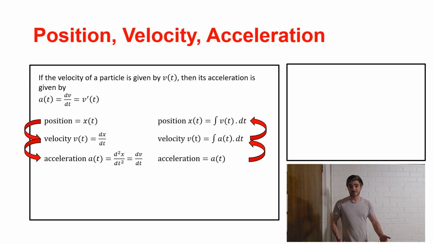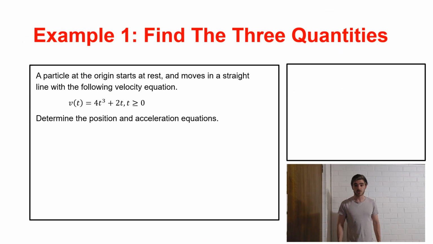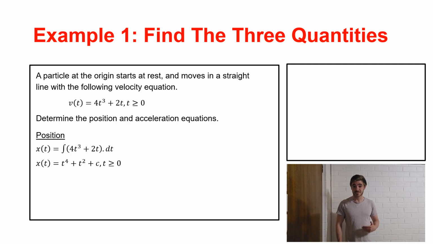Let's try some examples. The most common kind of question is going to ask you to figure out what are the position, velocity, and acceleration equations. In this case, we have the velocity equation, and we have to find the other two. If we want to find position, we just need to anti-differentiate the velocity equation. When you do that, you'll notice an issue pretty quick. There's this plus c term in there that is unknown.